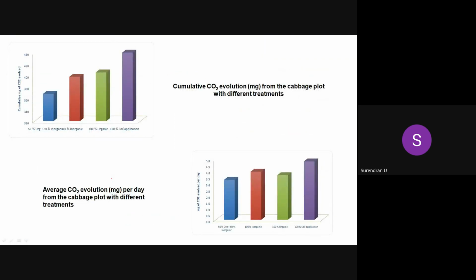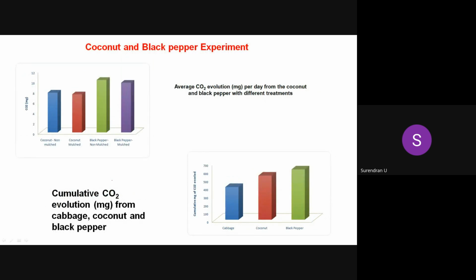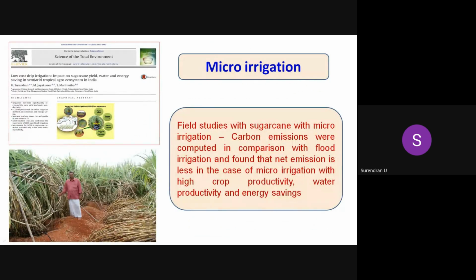Similarly, soil temperature is also influencing the decomposition or your GHG emission pattern. Similarly, as I mentioned in the beginning, under precision farming or micro irrigation, we have also measured the carbon emissions and found that the net emission is less in the case of micro irrigation. That is because the total productivity is higher and water productivity is less, so the water footprint will be less and energy savings is also there. Emission through electricity is also less. So all this contributes together to make the net emission less compared to the conventional method.